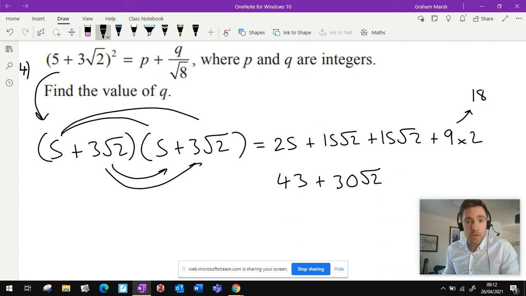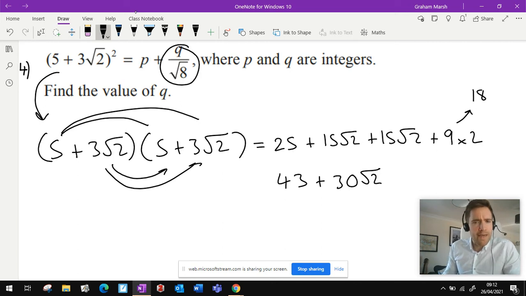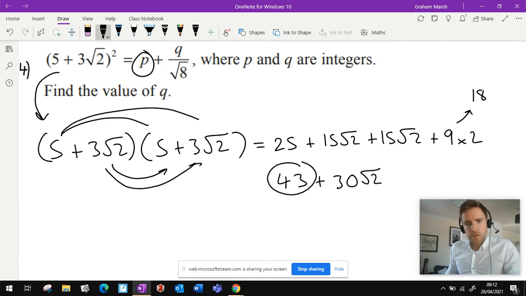That's actually how you'd leave it usually, but this question wants it in this form. So it wants it with root 8 on the bottom. Well, we've nearly got it like this. P is the 43. That's just the number. So we can say what P is, but how are we going to get this Q here?